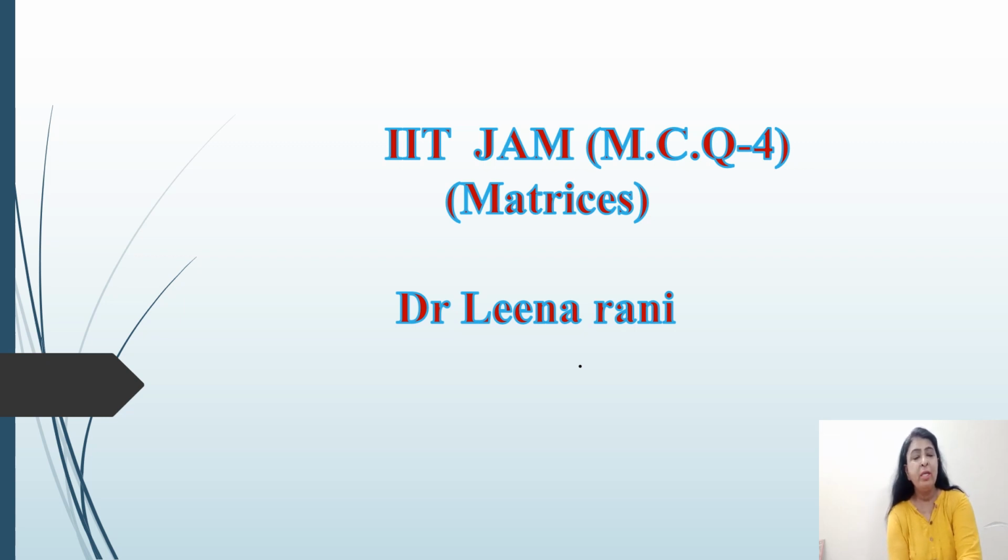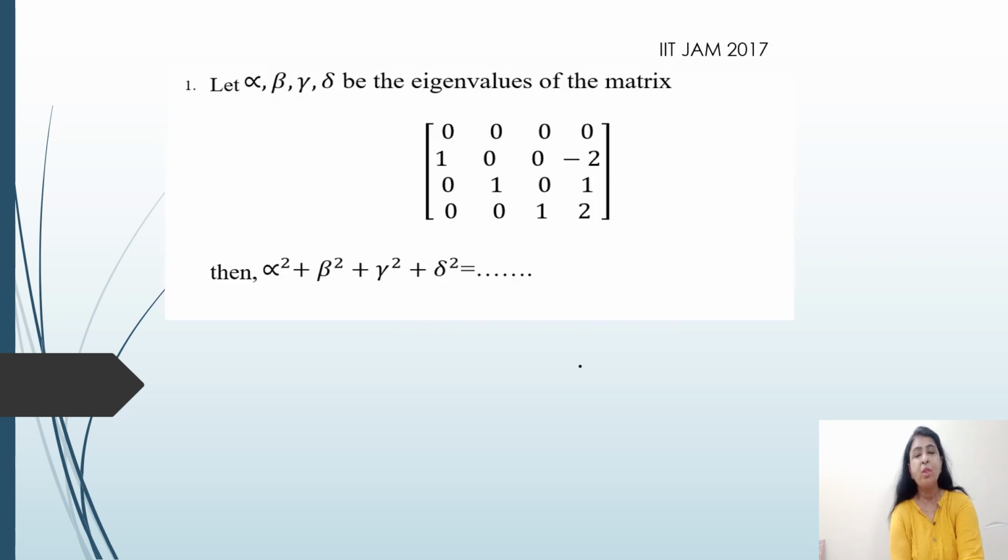So today we will discuss some questions on matrices. First question is, it is asked in 2017 IIT JAM. Let alpha, beta, gamma, delta be eigenvalues of a matrix. Then alpha square plus beta square plus gamma square plus delta square is equal to this. You have to find it.